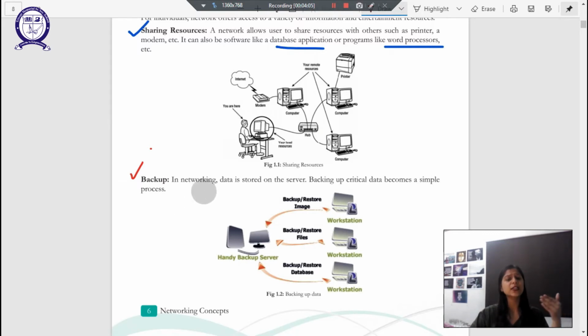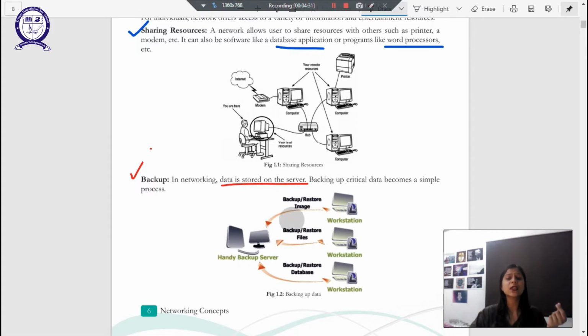Now backup. In networking, data is stored on the server. So all the 10 employees that we're talking about, whatever they save will not be saved on their particular system. The hard disk will be with the server. So all the data will be sent from the node, the employee's personal system, to the server, which is where the data will be saved, right?